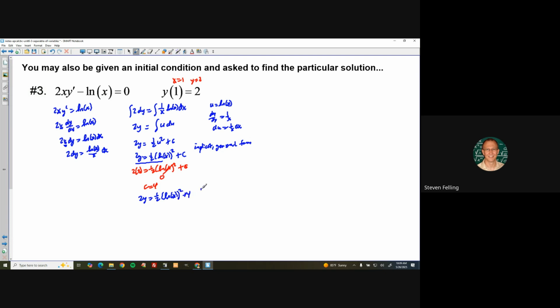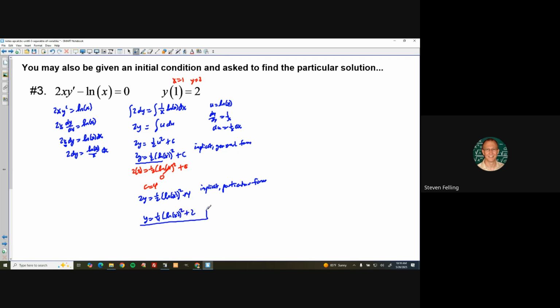This is called the implicit particular form. It's particular because we have now used an initial condition to pick a specific particular c to fill in, to go through that initial condition. To make it the explicit form, we're simply going to solve for y, which means we will divide everything by 2. So y is 1/4 natural log of x quantity squared plus 2.